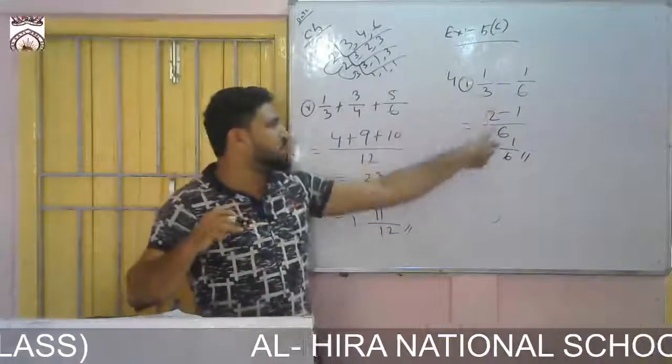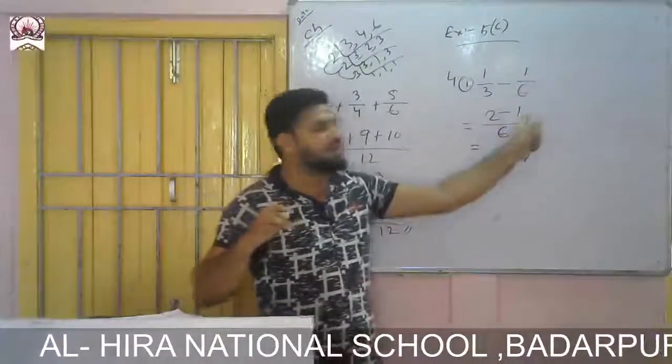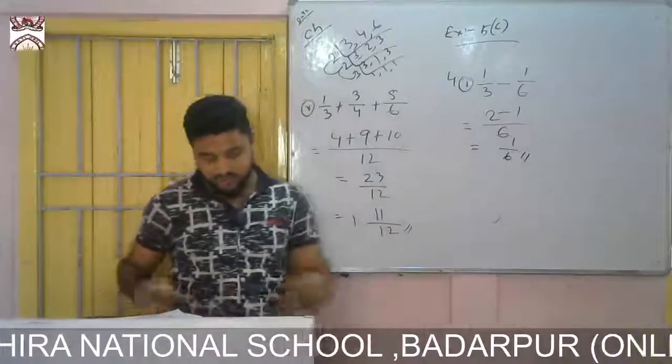How? 3 2s are 6, so 2 1s are 2. 6 1s are 6, so 1 into 1 again is 1. So 2 minus 1 is 1 by 6. Okay.